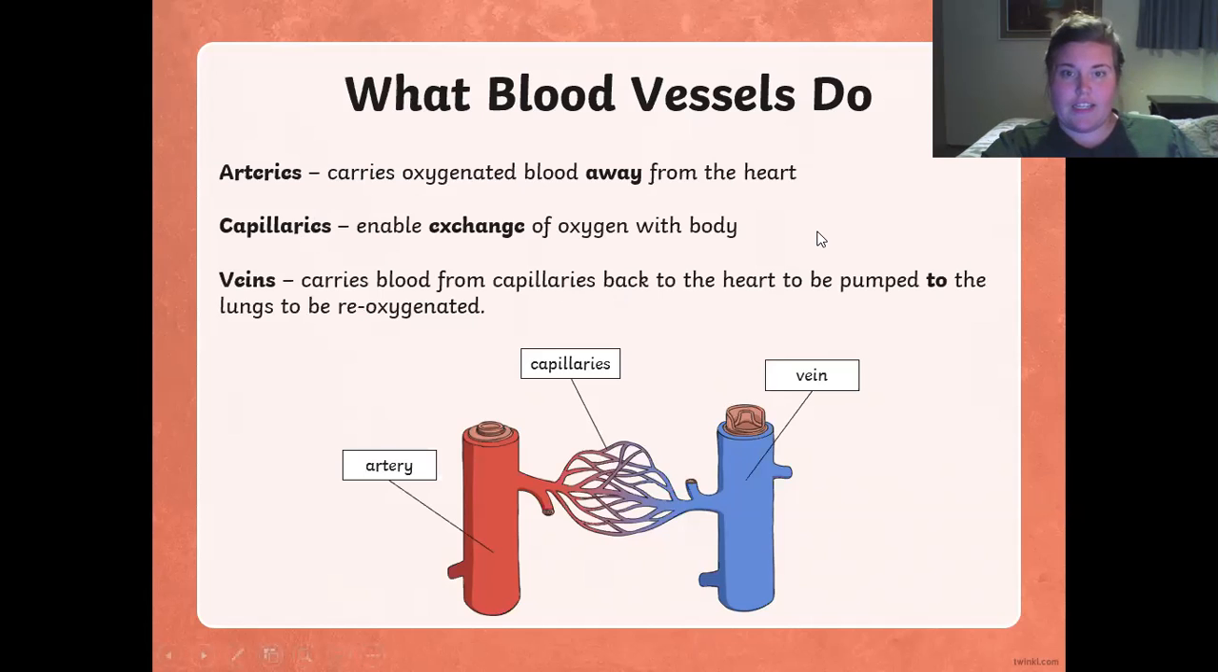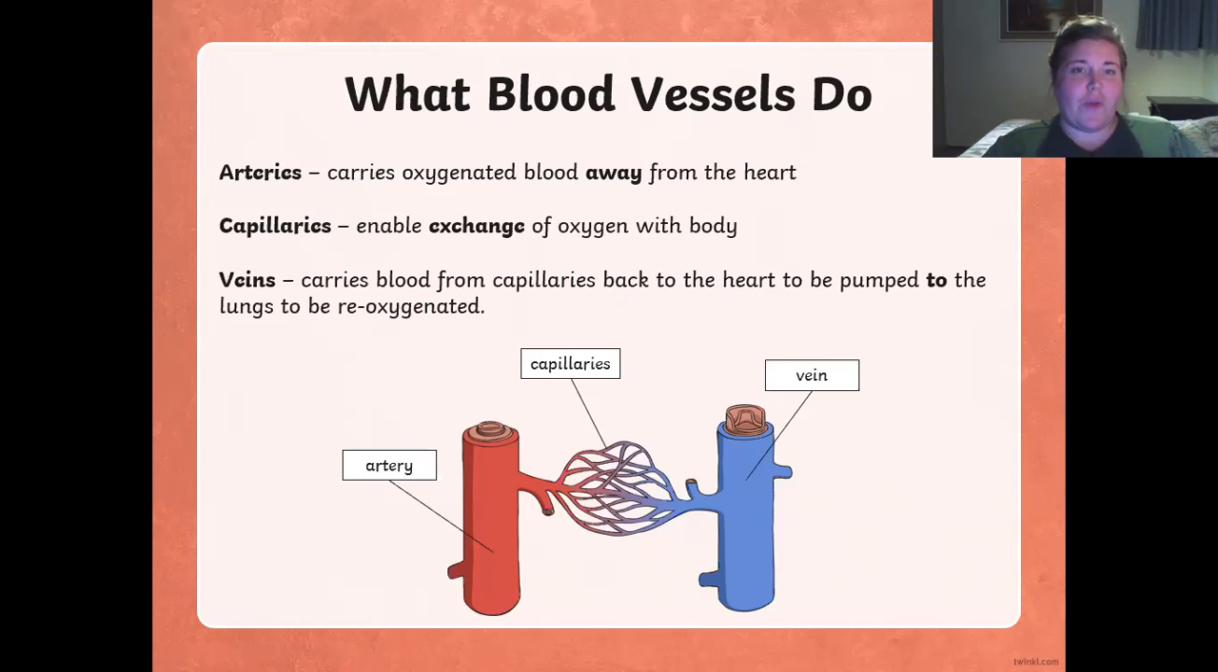So like I said, it's sort of to do with the air sac as well, where it allows oxygen to come into our body, except this is a capillary, which exchanges the oxygen in our body.